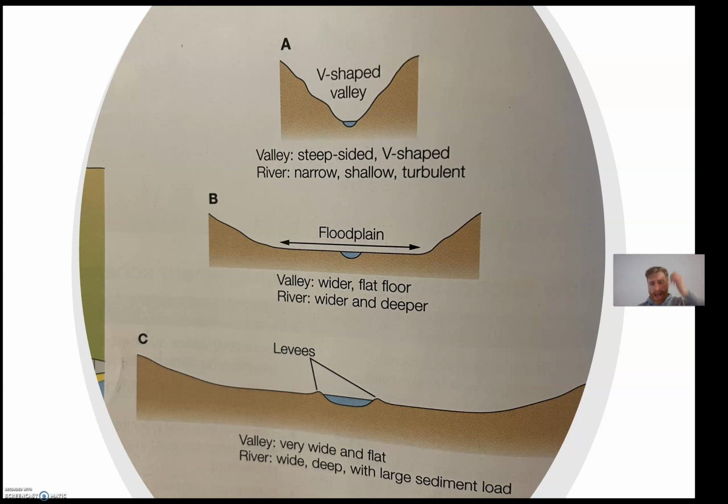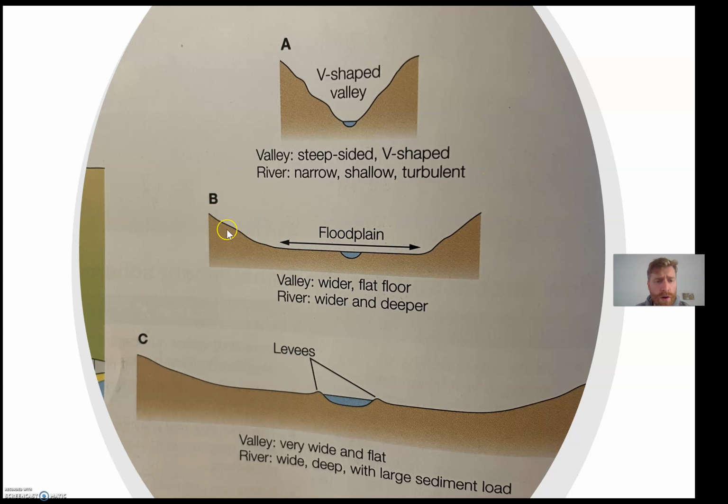This is how you might expect the cross profile to change downstream. I've just got 3 pictures here of a typical cross section of a river in the upper course for A, in the middle course for B, and the lower course for C. So you can see some of the changes here. In the upper course, you generally have steep-sided valleys and a very narrow, shallow river. That is a cross section cut across the river in the upper course. Then we've got B. This is a cross section cut across the river in the middle course.